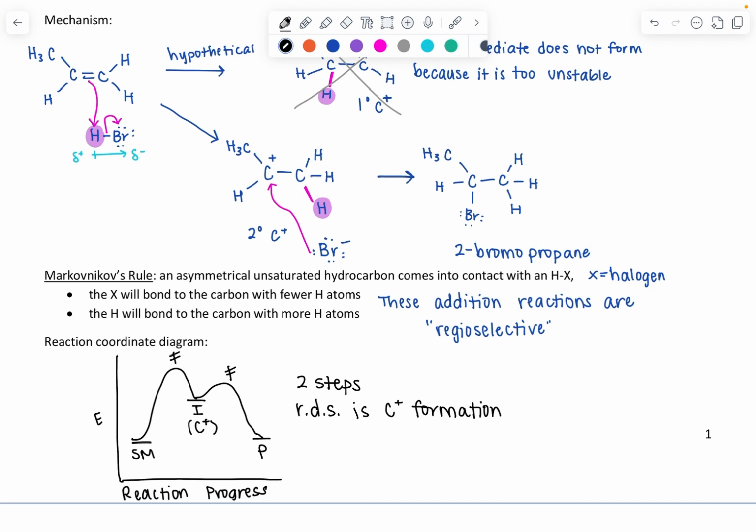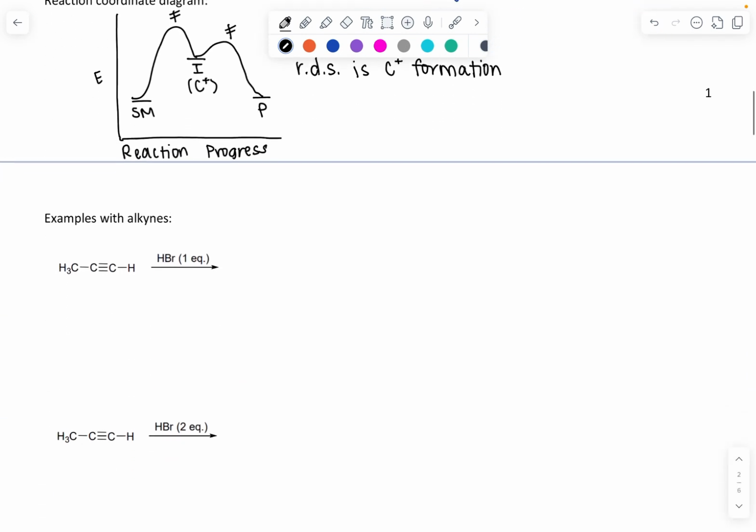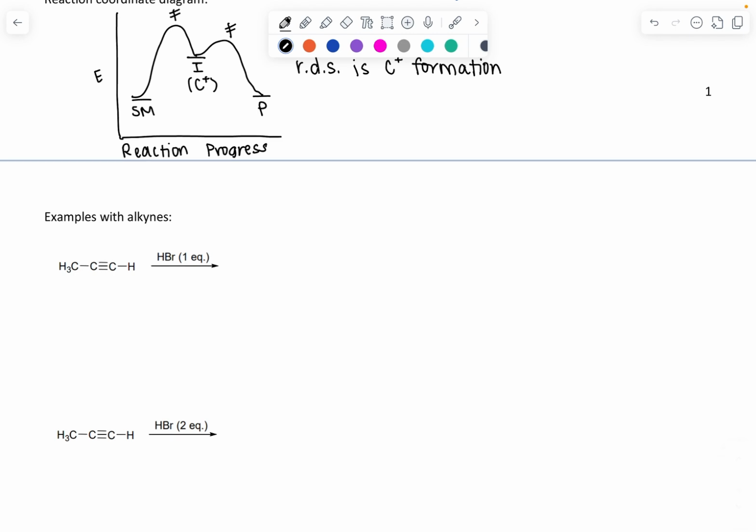Let's look at an example with an alkene, with an alkyne. Now usually you can assume you have excess reagent, but sometimes it'll say 1 equivalent or 2 equivalents. If there's only 1 equivalent, that means for every one of these, only 1 HBr can react with it. For 2 equivalents, that means for every one of these, 2 HBr can react.